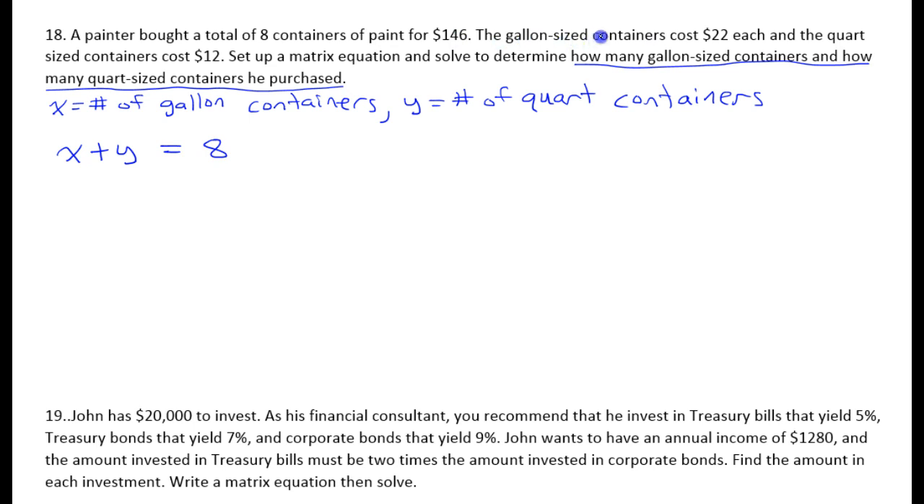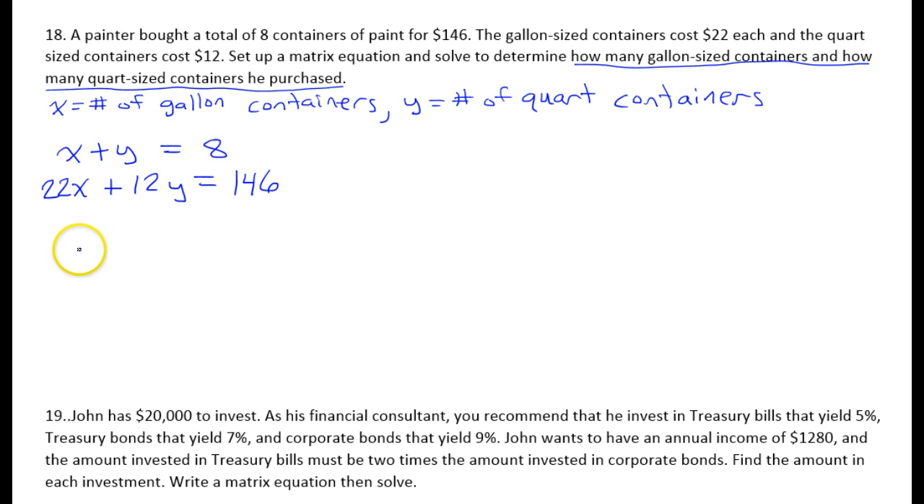Okay, so the gallon ones were $22. So $22 per gallon container plus $12 per quart container should equal the total amount of money spent. So $146. So here is our equation.